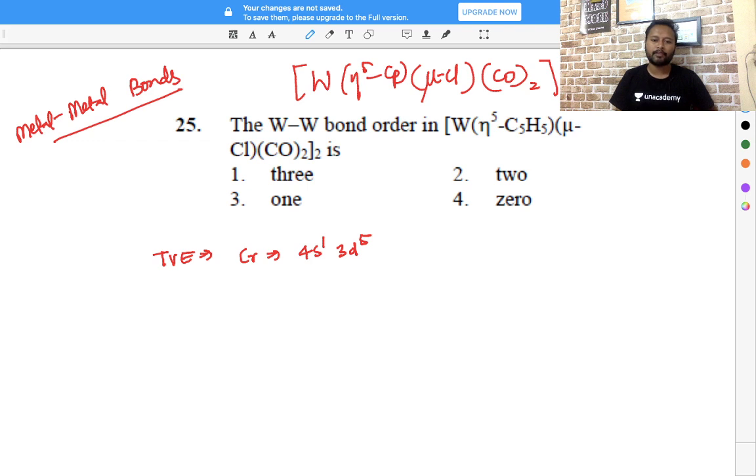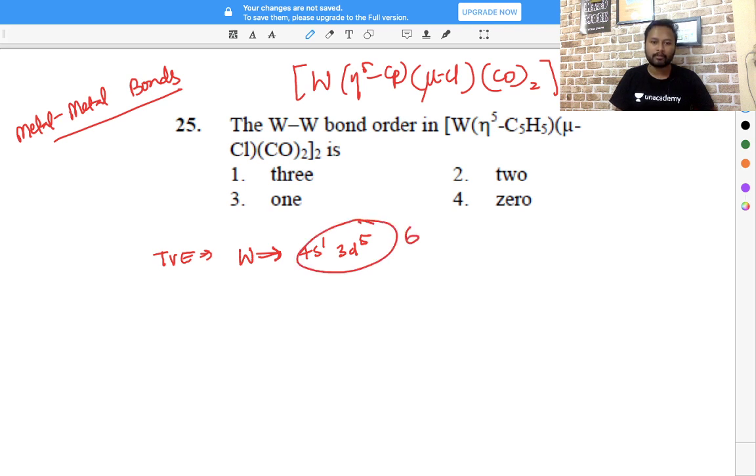The same thing will be with tungsten also. We'll have a similar thing with tungsten. If I write tungsten over here, it will not make any difference. Tungsten will have this configuration, which means we have 6 electrons in it.